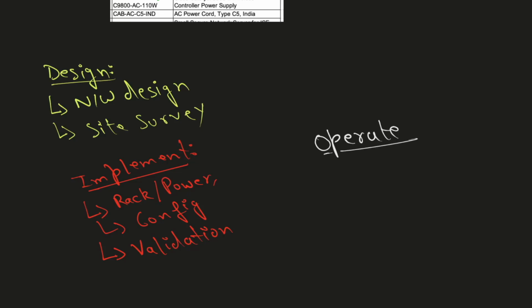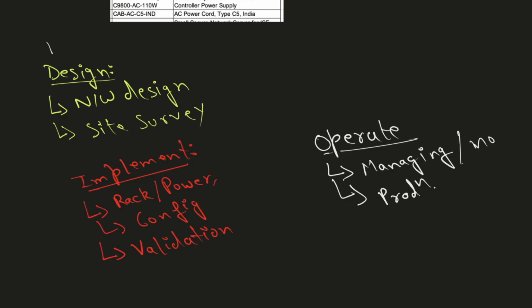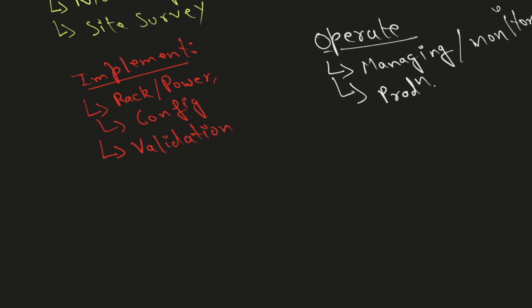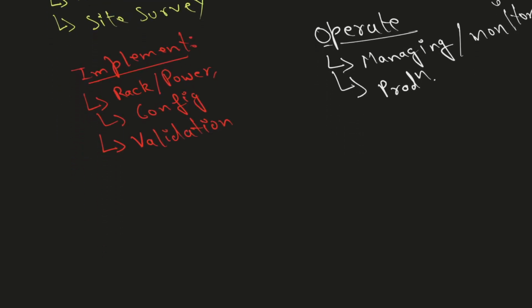Once we have completed the implementation phase, now we move over to the next phase, which is the operate phase. In this phase, we start managing the network so that it is now serving the end users. So now this network has been put into production. We will now go ahead and perform the day-to-day activities of managing the network, monitoring the network, and in fact, even repairing the network if required. All right, so this brings us to the next phase, which is the optimize phase.